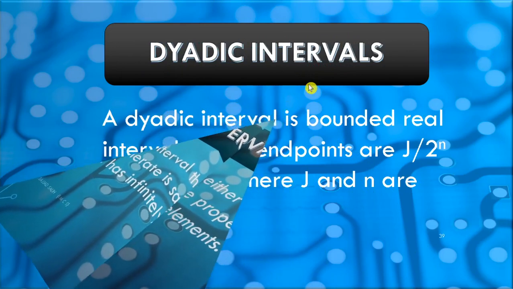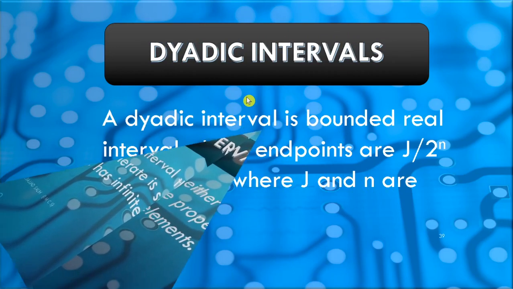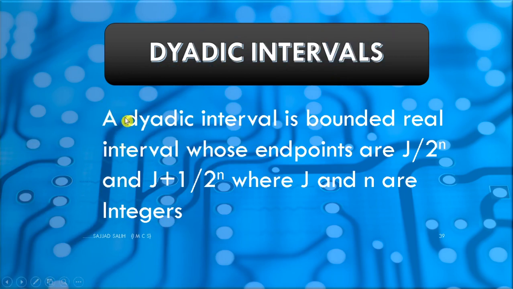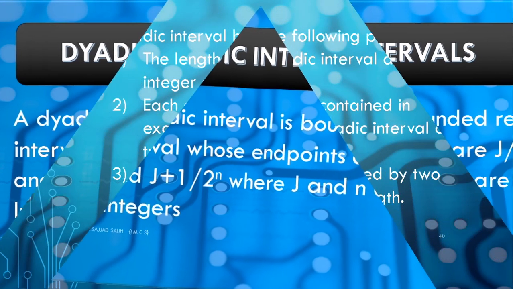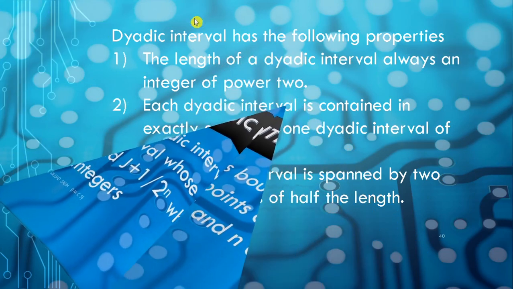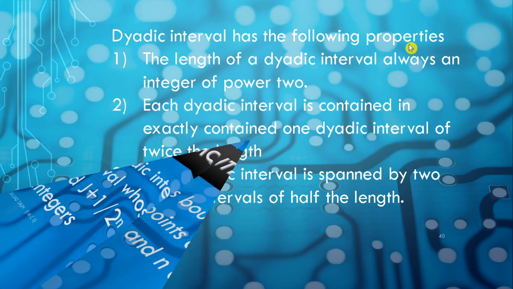Here is the dyadic interval. What are dyadic intervals in mathematics? The definition says that a dyadic interval is a bounded real interval whose endpoints are j over 2 power n and j plus 1 over 2 power n, where j and n are integers. These are the endpoints here and here. An interval with such endpoints is called a dyadic interval in mathematics. Okay, here are some properties of the dyadic interval. A dyadic interval has the following properties.